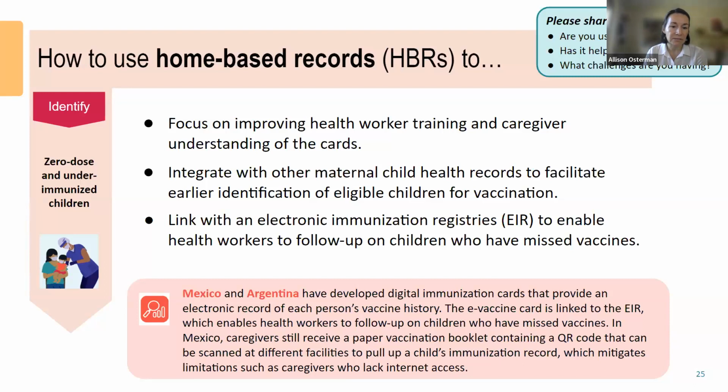And this could be a promising strategy for identifying zero-dose children because the children of mothers who have received antenatal care can be identified early and more easily tracked to ensure they receive vaccination. And just one other strategy to note is linking the HBR with an EIR. In the example here, this is something that has been done in Mexico and Argentina as a way to help health workers follow up on children who have missed vaccines.